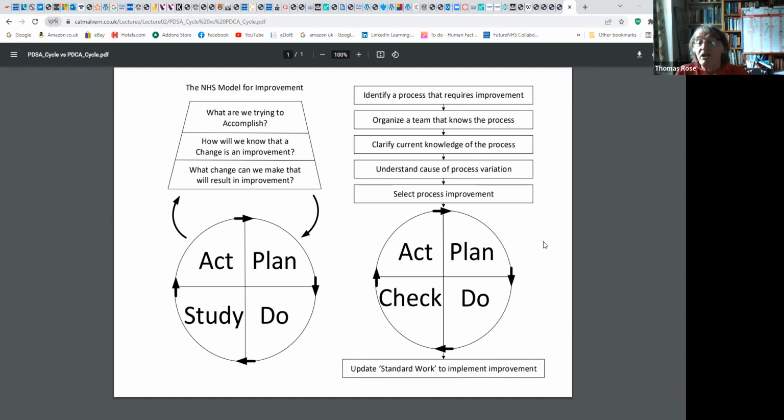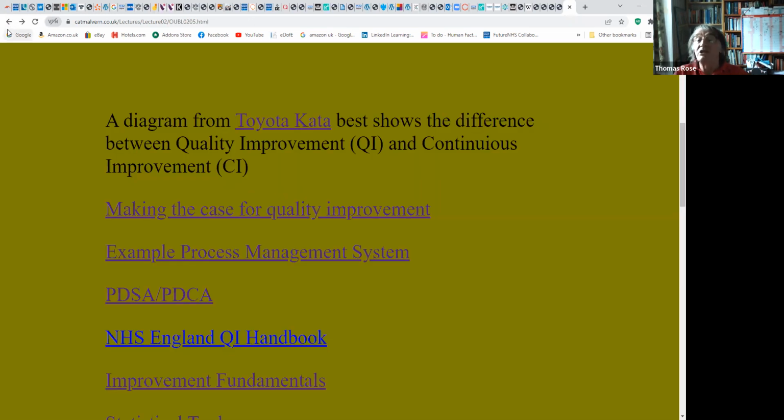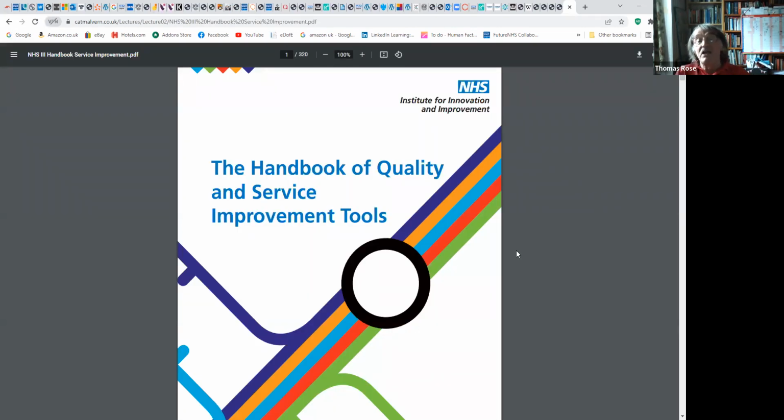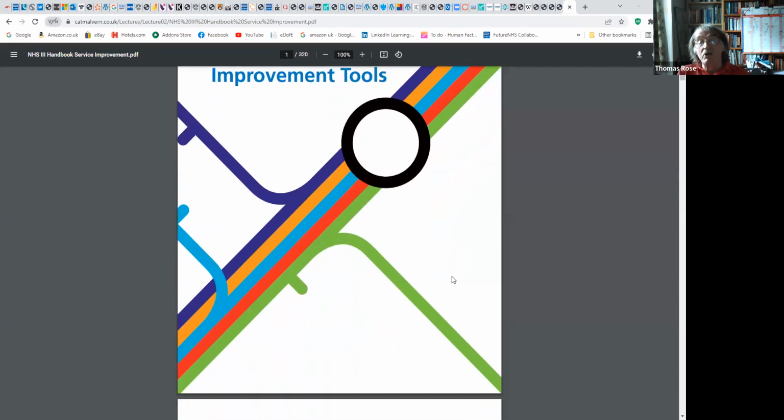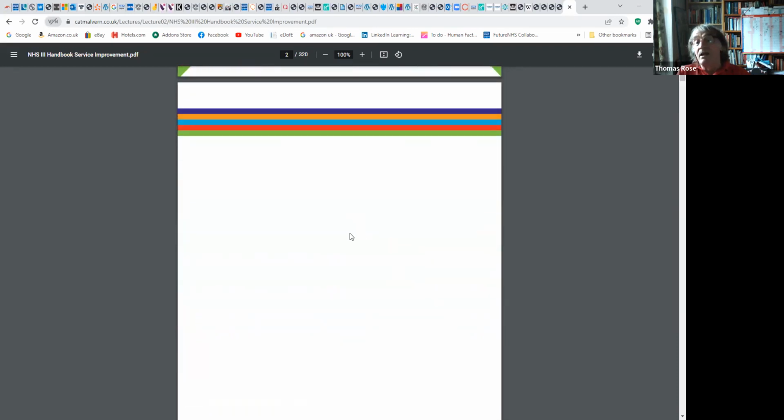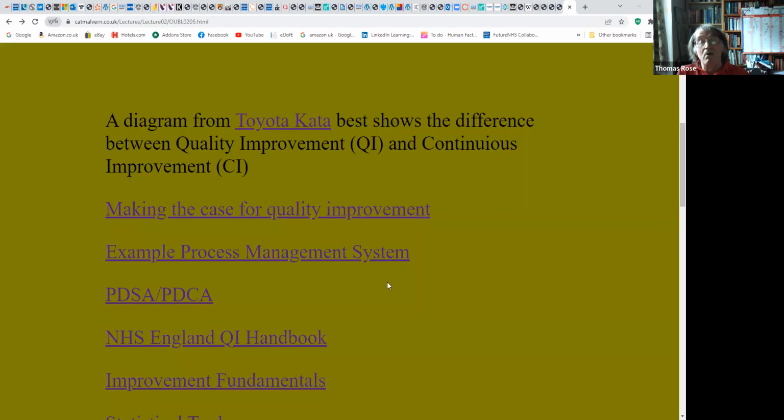As a result of this activity, you update your standard work. And that High Five report that I have included in the references talks about standard work. The NHS have produced a handbook, I think it was in the old Institute for Innovation and Improvement, which is quite good. I don't like the process mapping section of it, and I'll go into that in the next webinar a lot more.